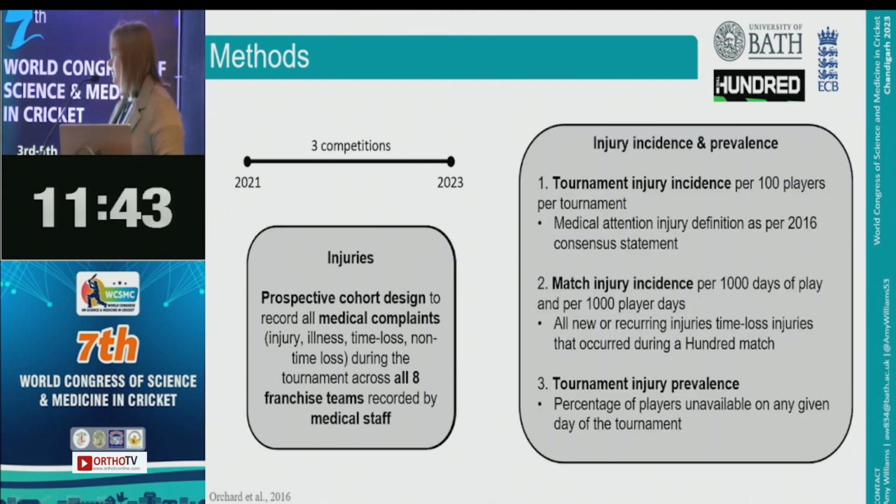And what we've done with that data is we calculated 2 different incidences. Firstly, we calculated a tournament injury incidence, which is per 100 players per tournament. And we calculated a match injury incidence, which was per 1,000 player days. So we can allow that comparison to what is published in the literature, whilst also conforming to the consensus statement as well. And the third and final thing that we calculated was a tournament injury prevalence, so showing the percentage of players unavailable on any given day of the tournament.